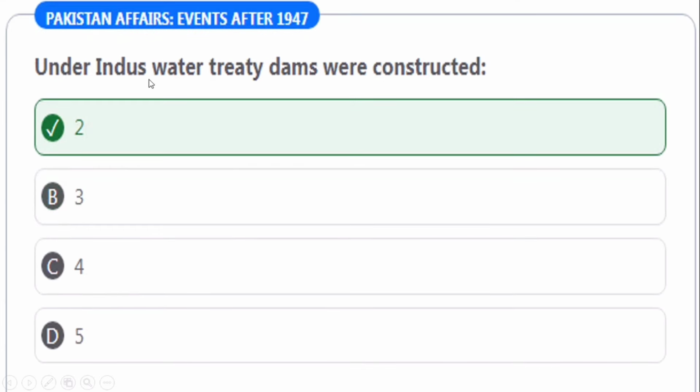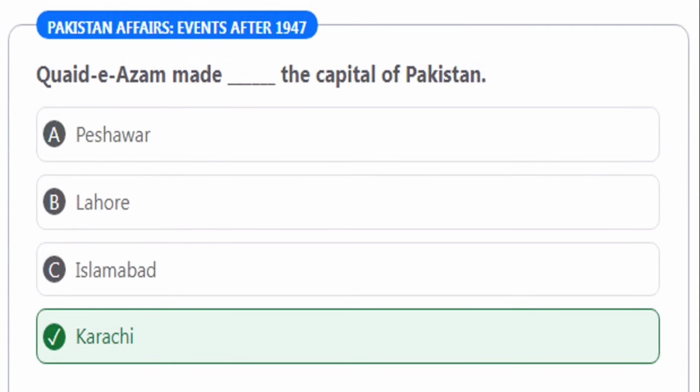Under Indus water treaty how many dams were constructed? Right option A, A number, 2 dams. Qaid-e-Azam Muhammad Ali Jinnah made which city the capital of Pakistan? Right option A, D number, Karachi.